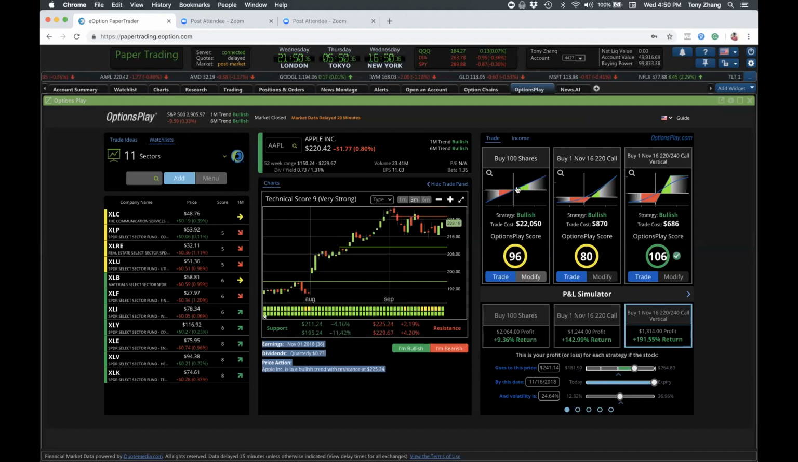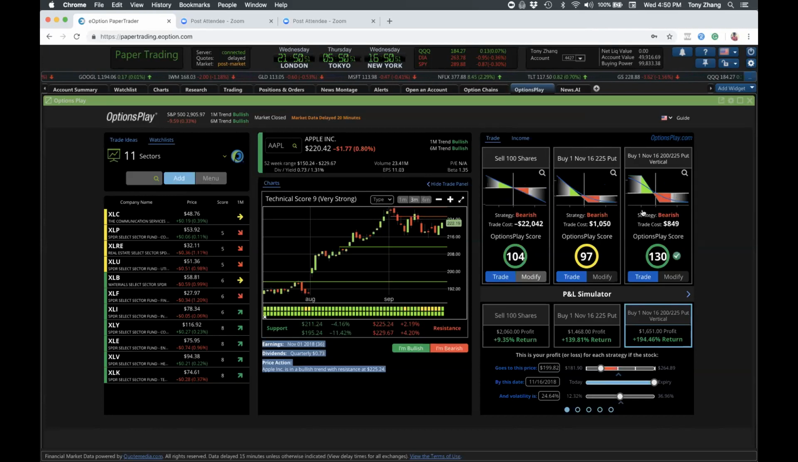And then once you've determined a directional view on an underlying stock, we want to show you how you can actually profit from that. Using the trading panel here, we can show you 3 bullish strategies on any stock that you're bullish on, or if you click on I'm bearish, you'll be presented with 3 bearish strategies on how to take advantage of a bearish view.